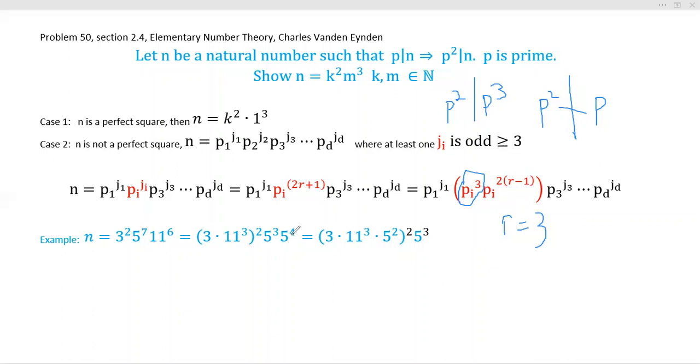You bring the 5 to the 4th back to the inside to get 5 squared. And so you see we do get an integer squared times an integer cubed. And we've handled these mutually exclusive cases here. A number is either a perfect square or it's not a perfect square. So there's nothing getting left out here, no law of the excluded middle or anything like that going on.